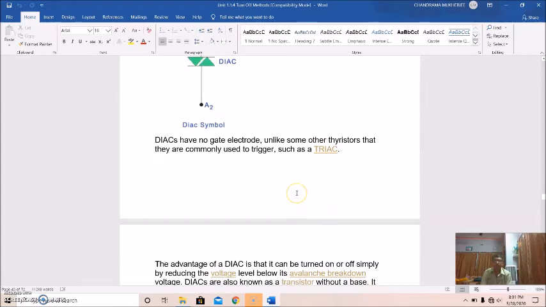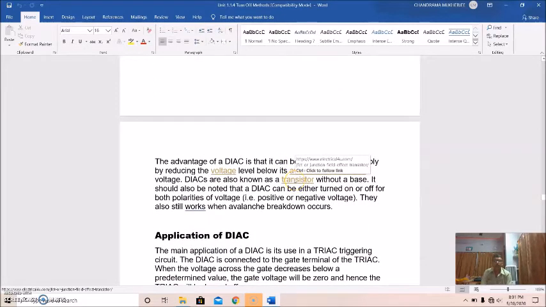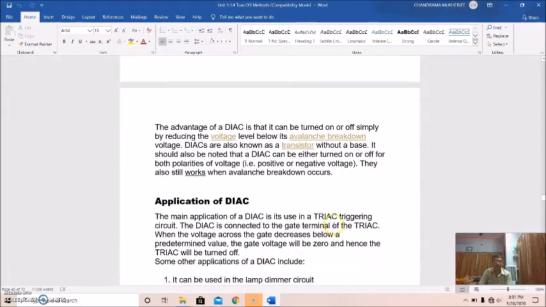Basically these DIACs are used mainly to trigger a TRIAC. We'll talk about the TRIAC later on. The advantage of a DIAC is that it can be turned on or off simply by reducing the voltage level below its avalanche breakdown voltage. So DIACs are also known as transistors without base. It should also be noted that a DIAC can be either turned on or turned off for both polarities of voltage, that is positive or negative. They can still work when the avalanche breakdown occurs.